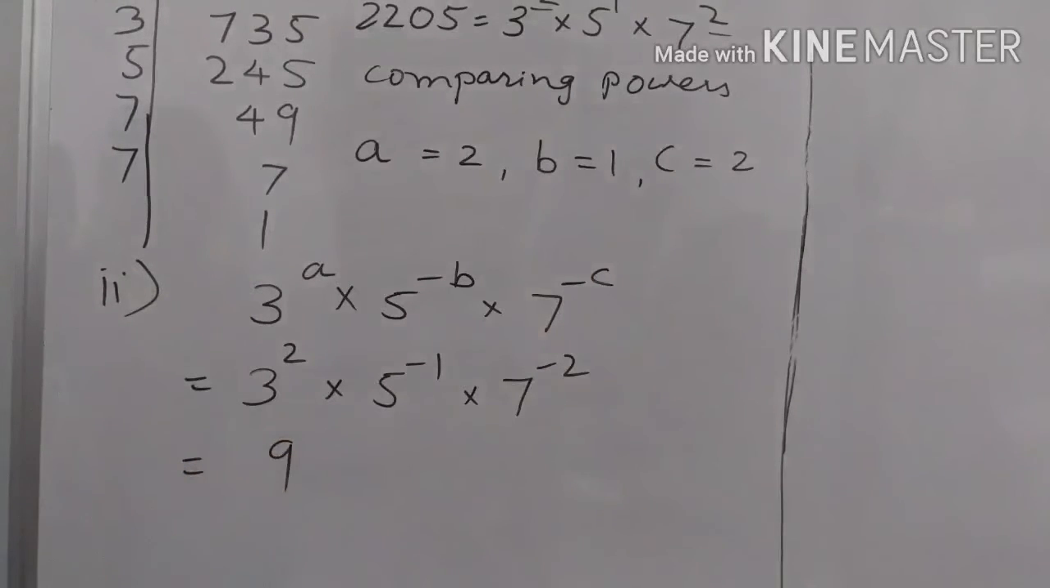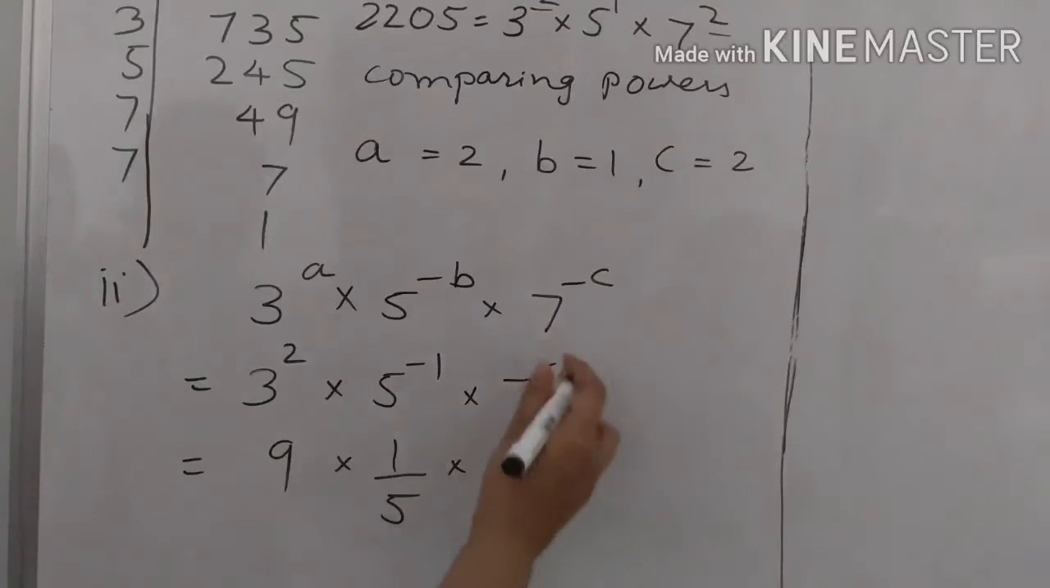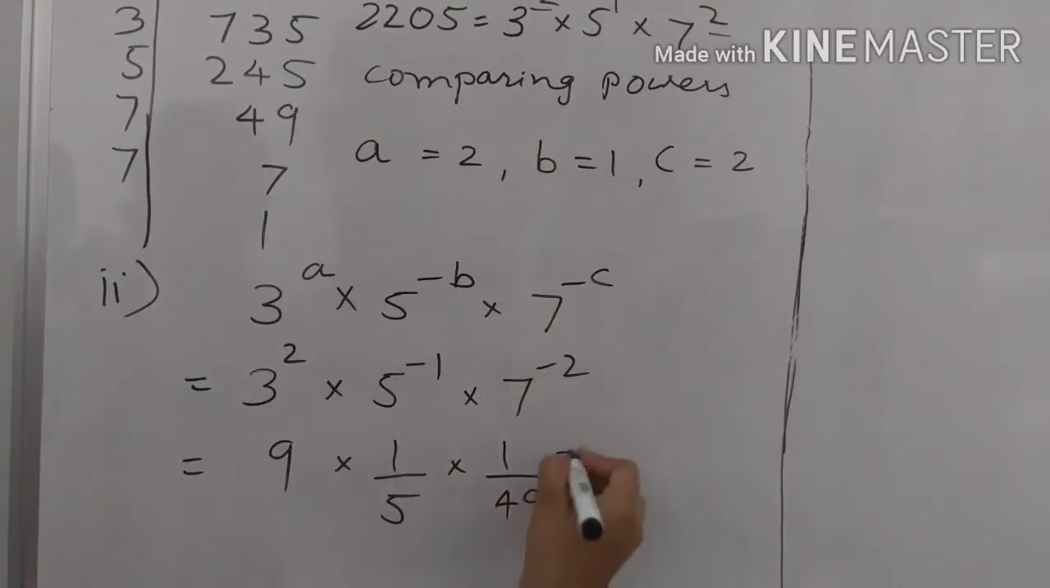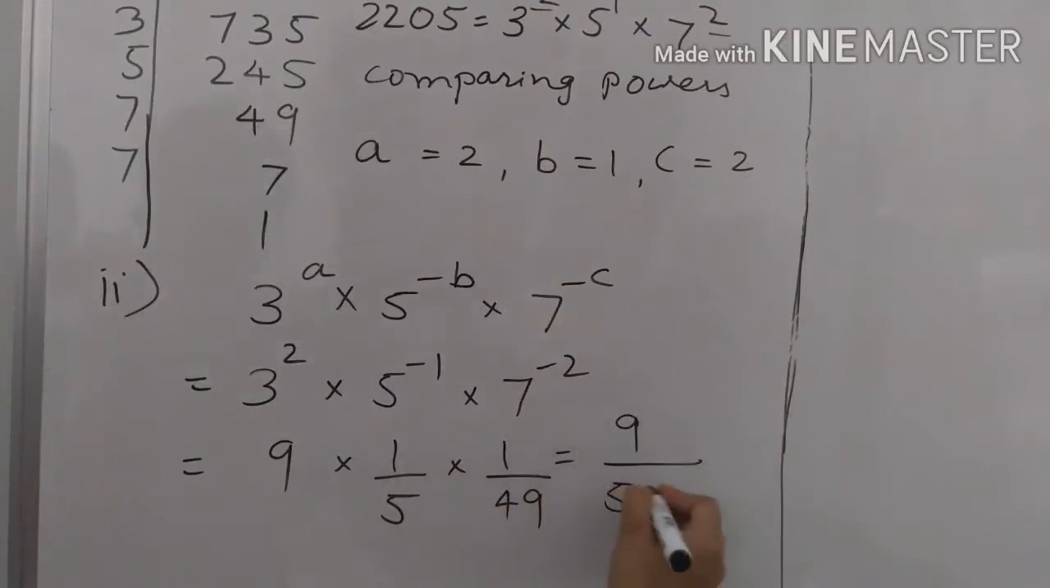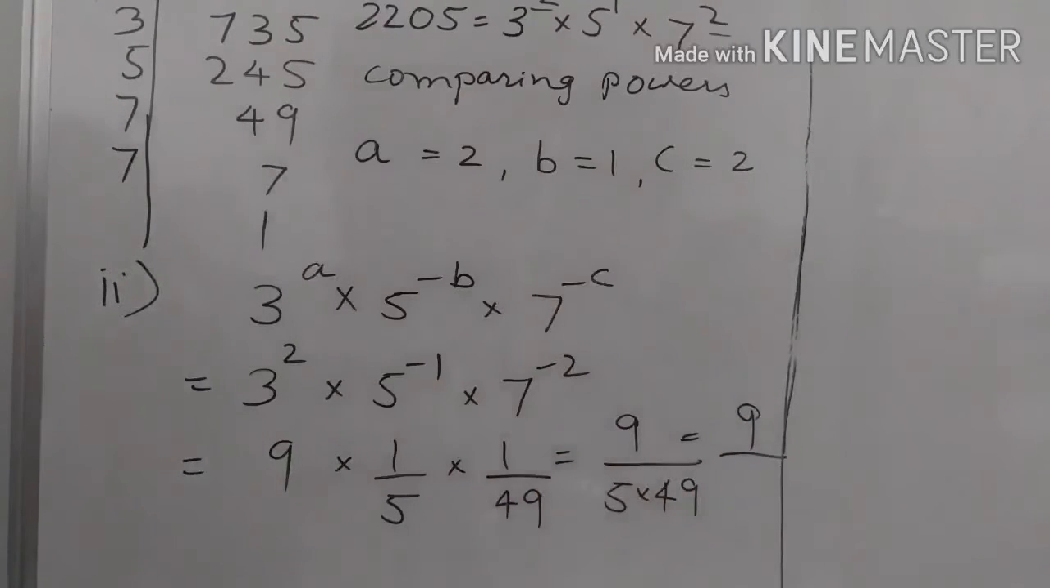Now 3 square is 9. Now we want to convert this to a positive power. So 1 by 5, and here into 1 by 7 square, which is 49. So I get 9 upon 5 into 49. So our answer is 9 upon 245. This is the final answer of our 6th question part 2.